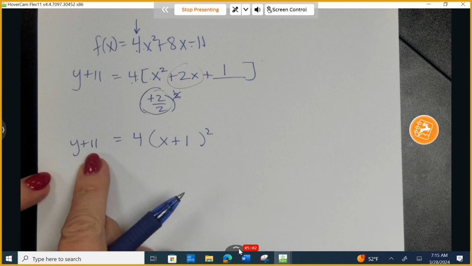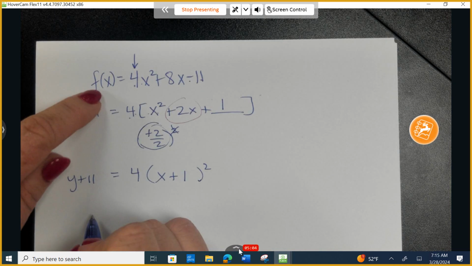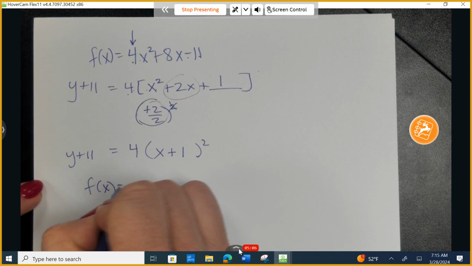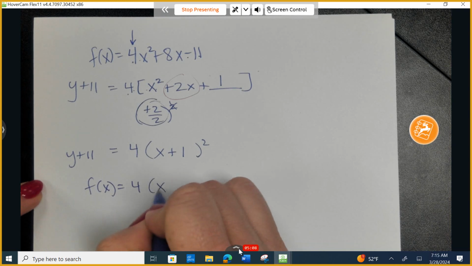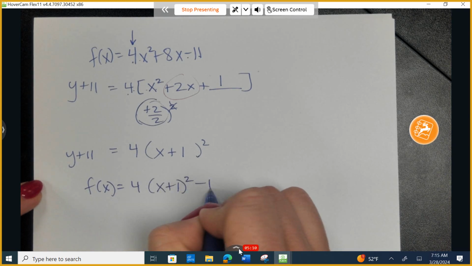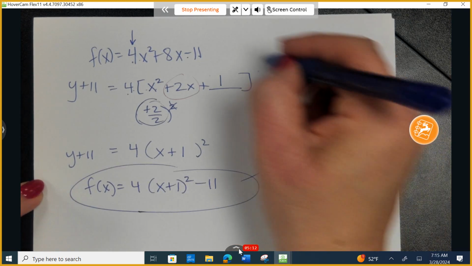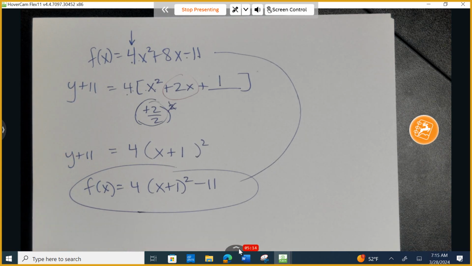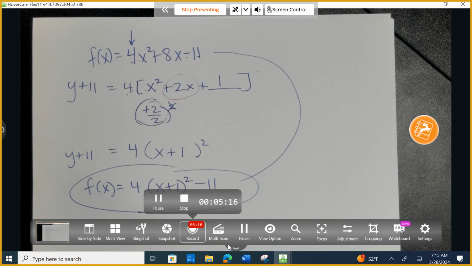And lastly, as I move the 11 back over to the side and recognize this was function f of x, I have 4 times the quantity x plus 1 quantity squared minus 11. This is factored form. This is standard form. They are equal. Oh my goodness.